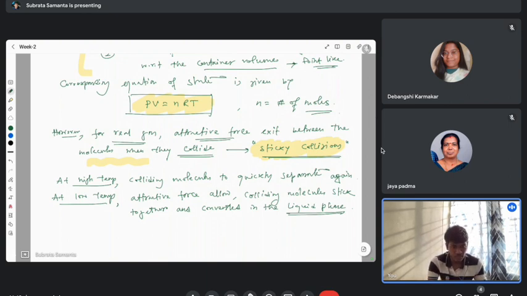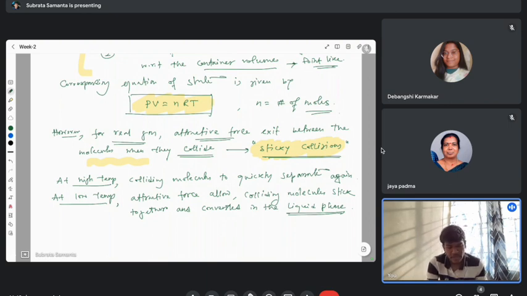Okay, so when we go to low temperatures, the colliding molecules stick together due to this attractive force, and some kind of condensation happens and they go to another phase called the liquid phase. So initially we have the gas molecules, and at low temperatures they go to the liquid phase. Okay, so gas phase to liquid phase. This kind of situation does not happen in the ideal gas.